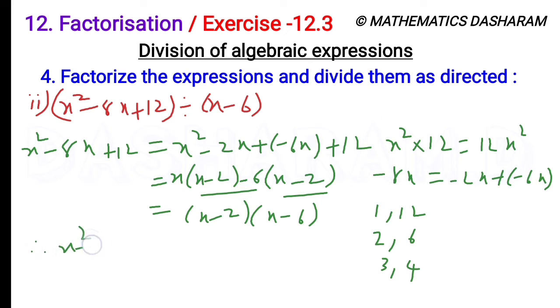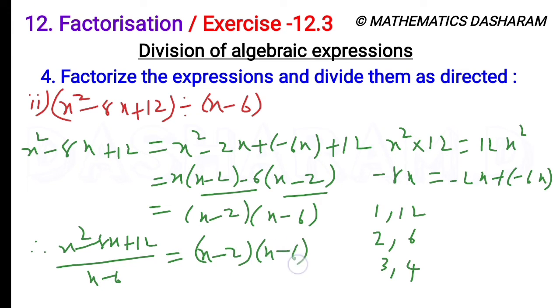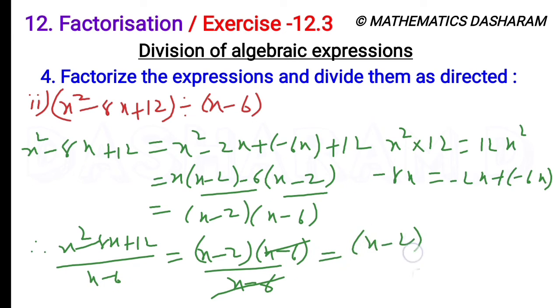So therefore x square minus 8x plus 12 all divided by x minus 6 equals x minus 2 into x minus 6 divided by x minus 6. The x minus 6 cancels, so our required answer is x minus 2.